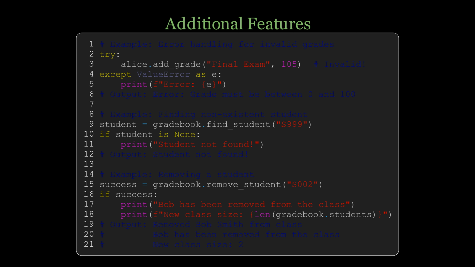Second example, searching for a non-existent student ID returns None, which we can check before proceeding. This prevents crashes. Third example, removing a student returns a boolean indicating success. We can verify the operation worked and check the new class size. These patterns make our system reliable and user-friendly. It handles mistakes gracefully instead of crashing.